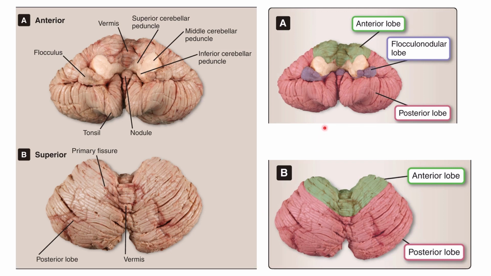This image is showing different lobes of the cerebellum. This is the anterior lobe, and this is the smaller one. This is the flocculonodular lobe, and the big one is the posterior lobe. So from the superior view, you see the anterior lobe, which is smaller, and the posterior lobe, which is really big, but you cannot see the flocculonodular lobe.